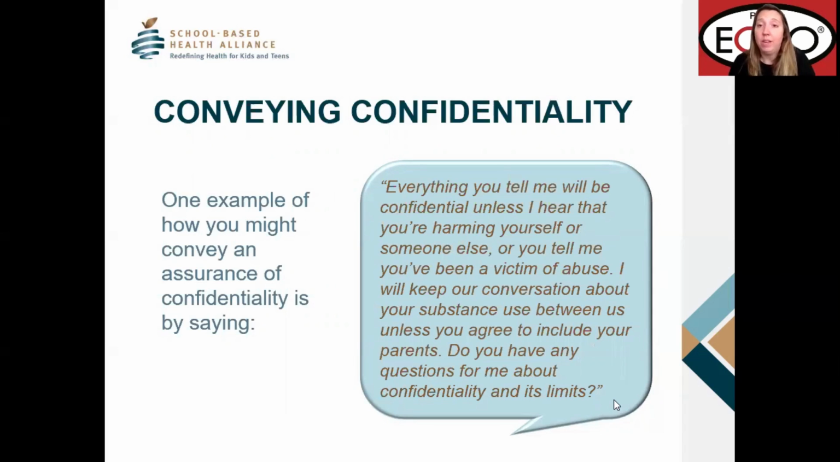One example of how you might convey an assurance of confidentiality is by saying something like, "Everything you tell me will be confidential unless I hear that you're harming yourself or someone else, or you tell me that you've been a victim of abuse. I'll keep our conversation about your substance use between us unless you agree to include your parents. Do you have any questions for me about confidentiality and its limits?"